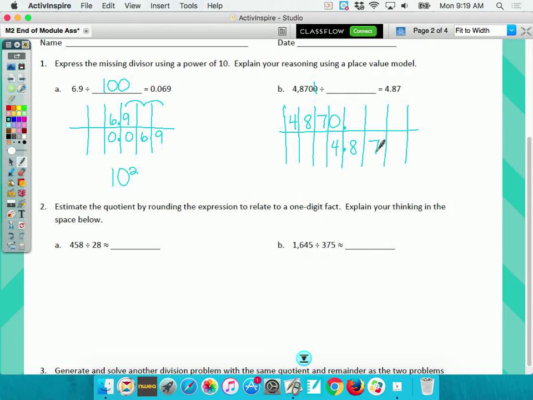So I think because the 0 might mess us up, let's look at the 4. How far did the 4 move? 1, 2, 3, right? 3 place values. 1, 2, 3. So we would do it like this, right? Divided by what? A number with 3 zeros. 1,000. Do you see what we're doing?